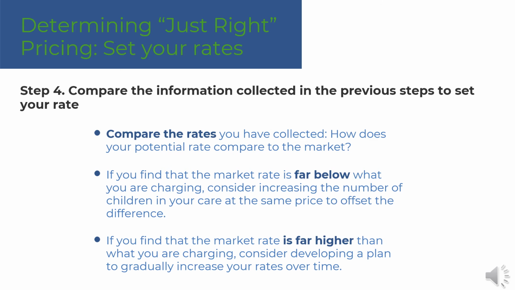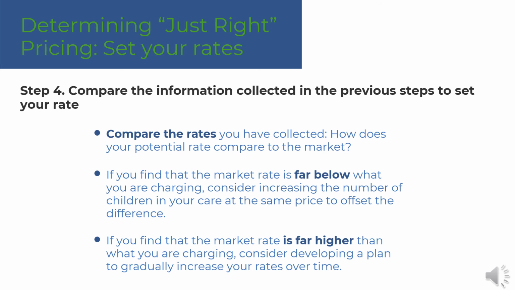Set your rate. So now you've created a few different rates to look at with different profit margins. You also have data on what the market can bear. How do you then determine a rate? The first thing you want to do is look at those rates you have calculated. How does your potential rate compare to the market? Is there one that is closest to the market?